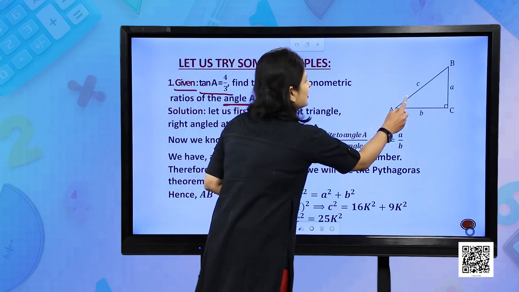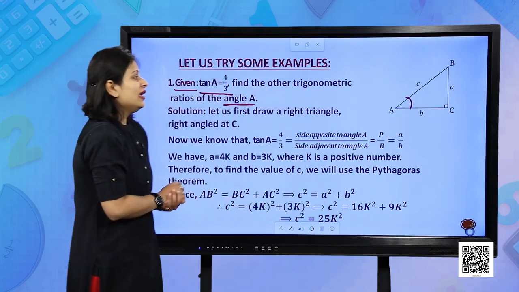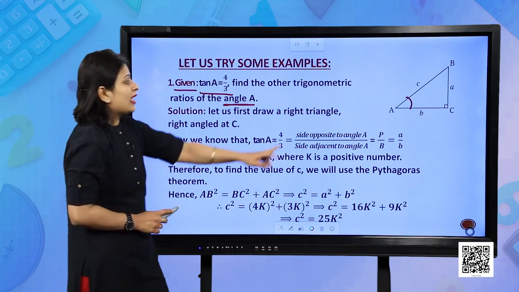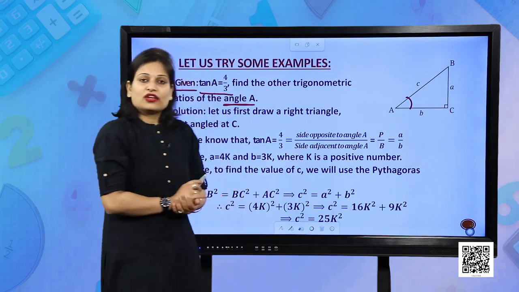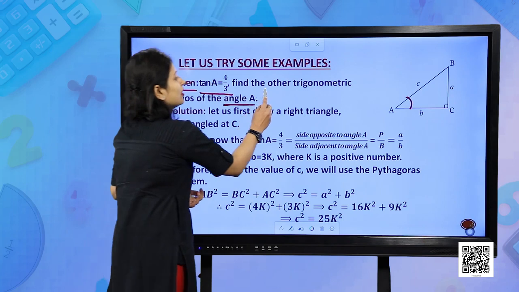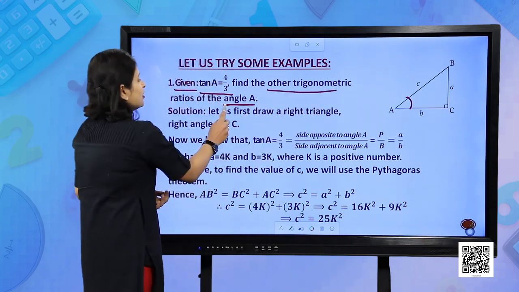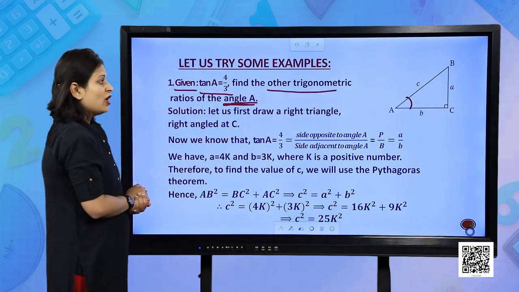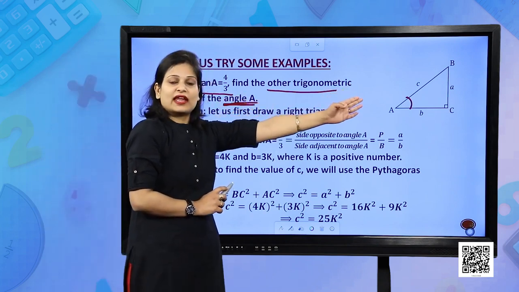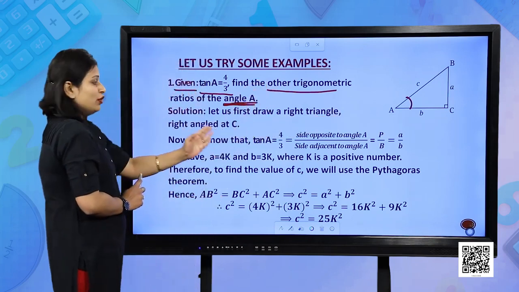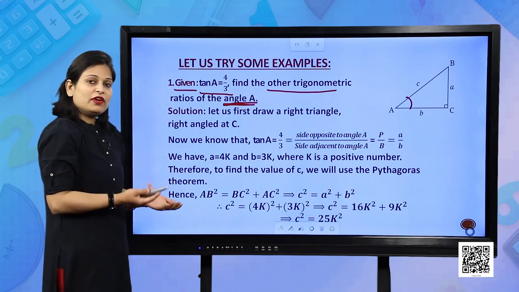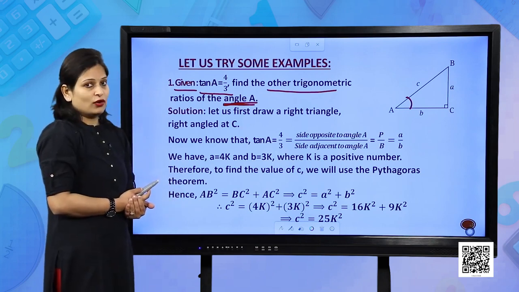See, consider a right angle triangle ACB. Angle C is of 90 degree and angle A and angle B are acute angles. And in this question, we need to find the other trigonometric ratios with respect to angle A. So we have considered a right angle triangle ABC, which is right angled at C. Now we know that tan of A is 4 by 3. Now what will be 4 over here and what is 3 over here?